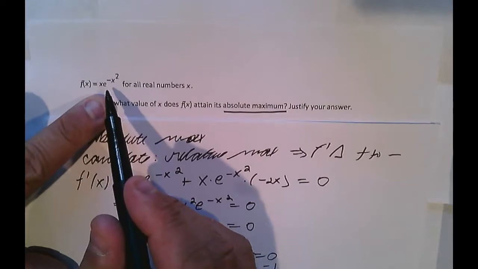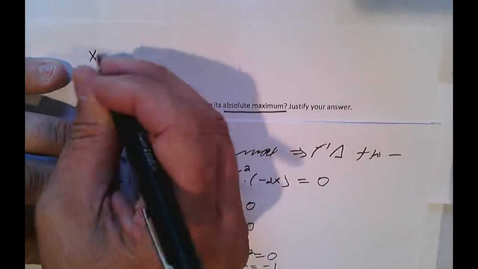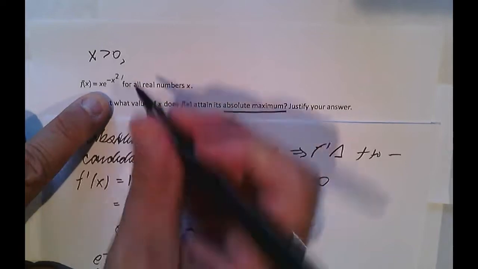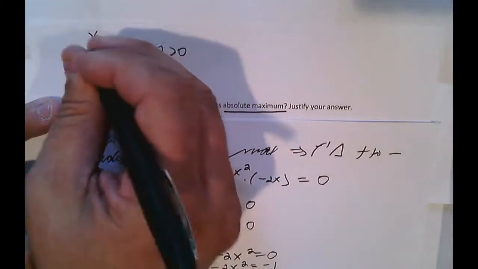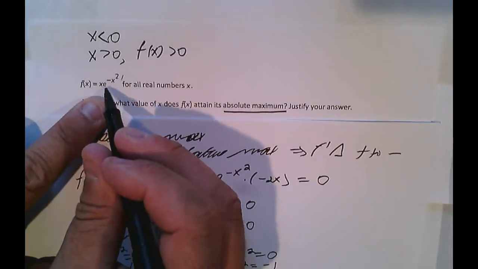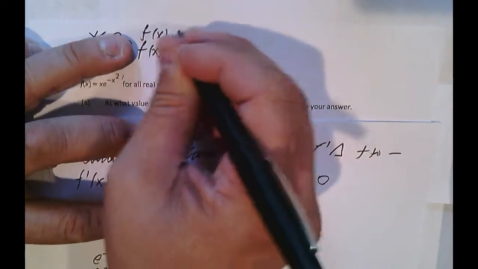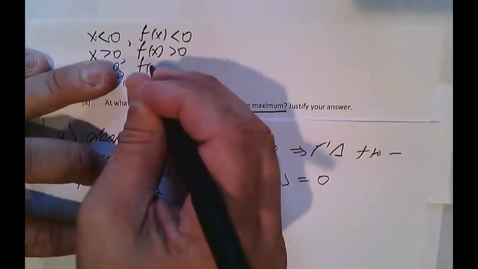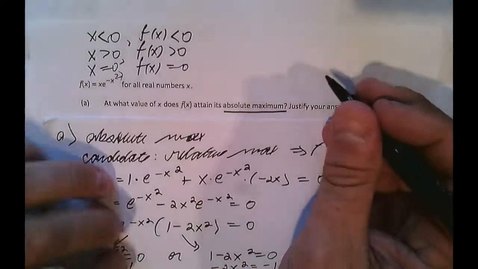Now, I understand without a calculator you don't know what this looks like. But if x is greater than 0, you've got a positive number times a positive number. F of x is positive. If x is less than 0, we have a negative here. E to any power is positive, so f of x must be less than 0. And if x equals 0, then f of x equals 0. Well, let's take that information and think about that for a bit.